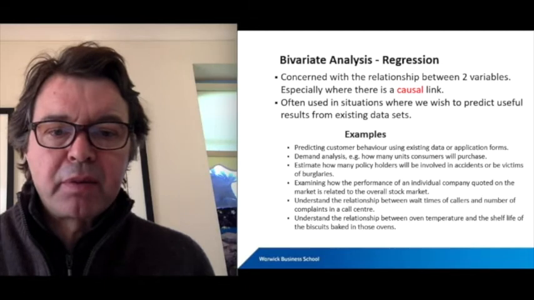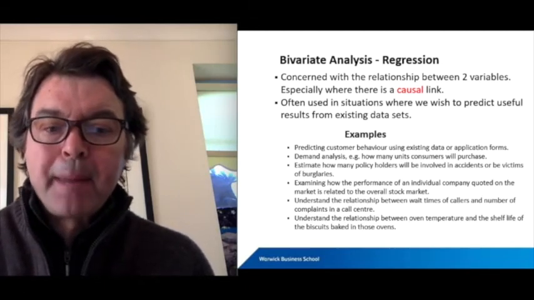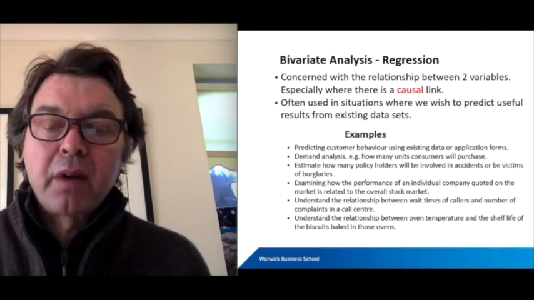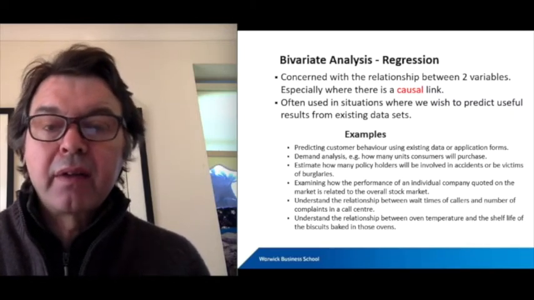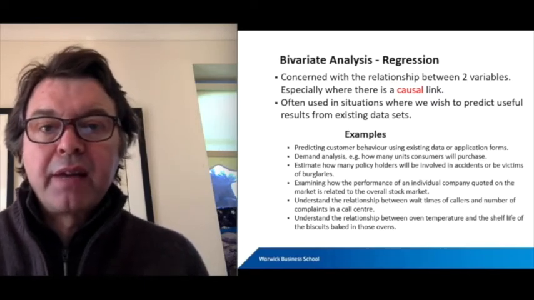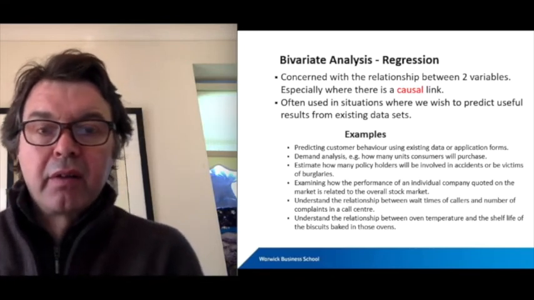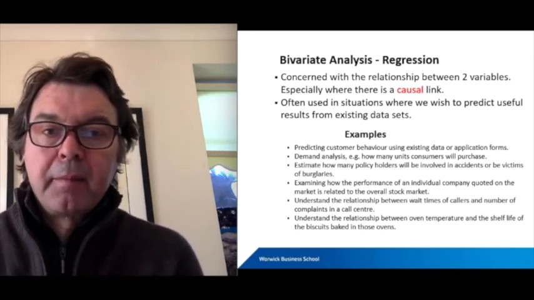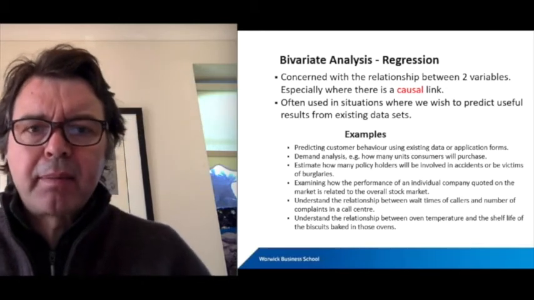Understand the relationship between oven temperature and shelf life of biscuits baked in the oven. So regression is used a lot in manufacturing and food production, because often the relationships between, for example, time in the oven and the quality of the biscuits is a causal relationship. So there's just a few examples for you.